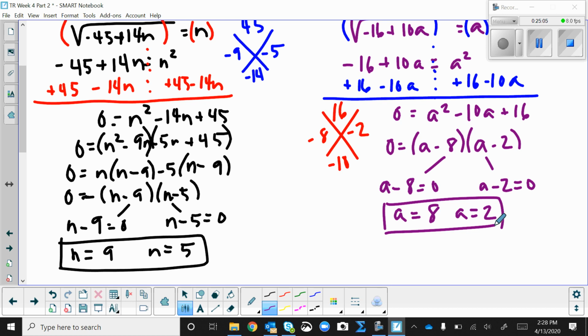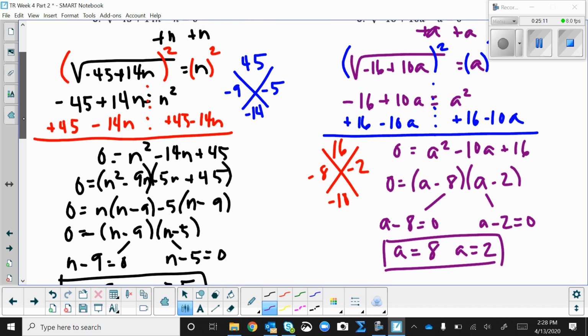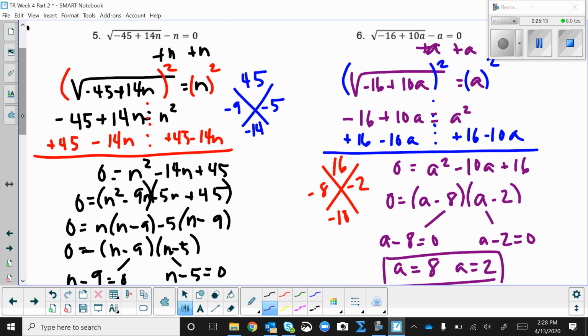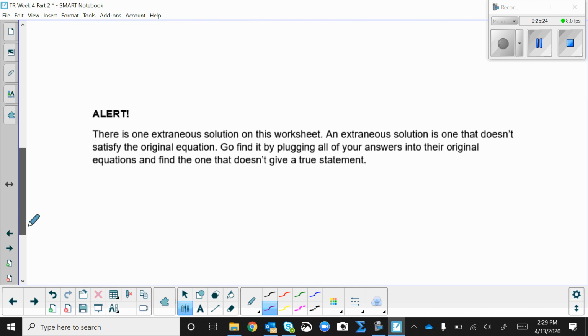All right, hopefully you got a equals 8 and a equals 2. And then I want to talk for a minute about this alert that I have at the bottom on the back of your worksheet. Take a moment, read it to yourself, pause, and then come back to the video. It says there is one extraneous solution on this worksheet.